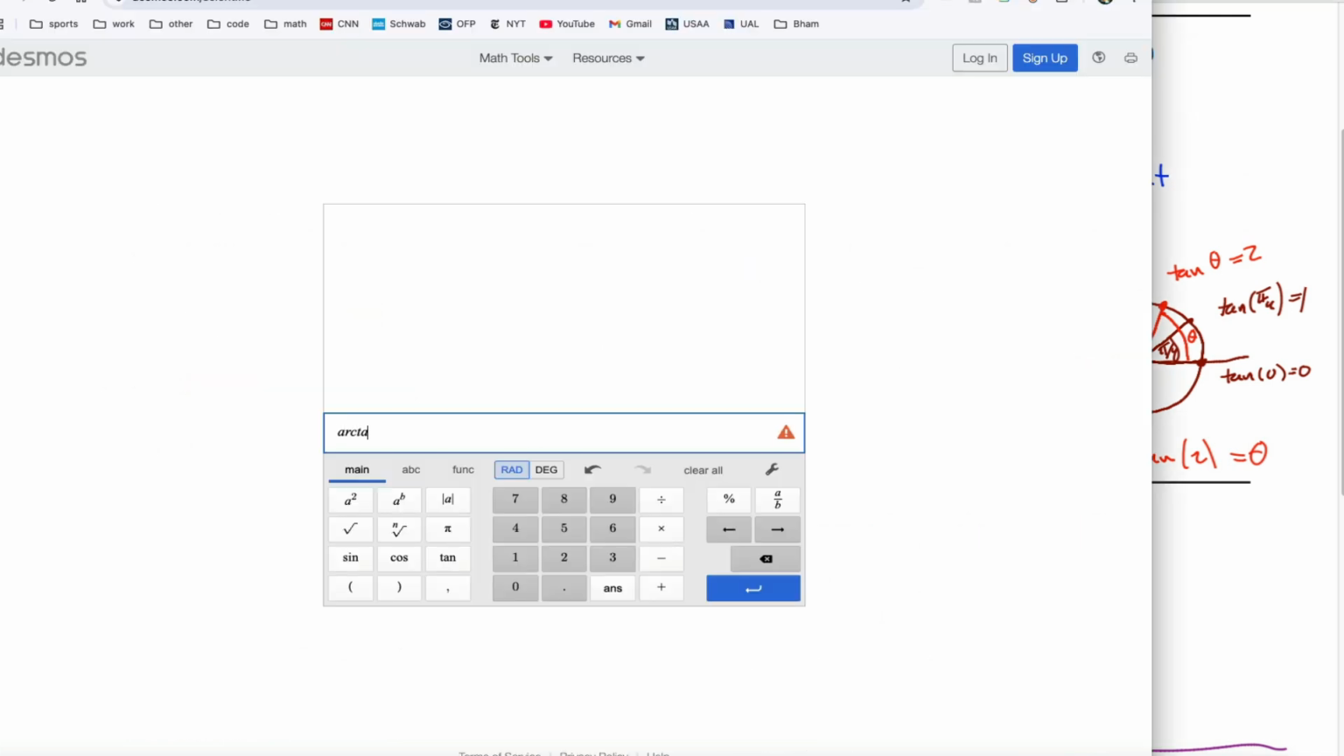Here's a calculator. I'll put in the arctangent of 100. That's 1.56 give or take. And then I'll put in the arctangent of 1000. That's also 1.56 give or take. And 1000 is really, really close to 1 million. Don't believe me? Here's the arctangent of 1 million, also really close to those other numbers.